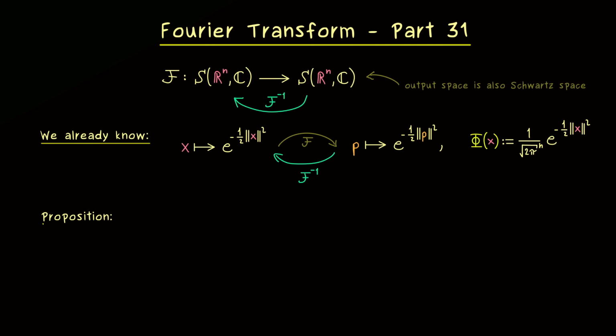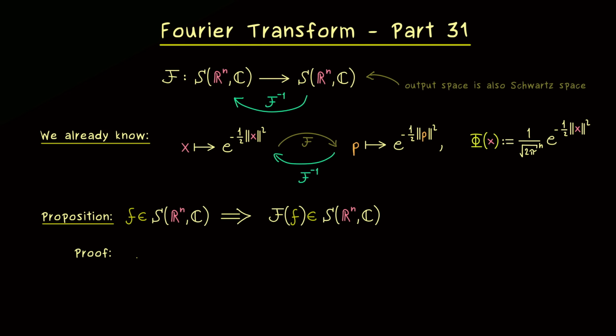And now let's formulate the first proposition of the video. Namely, we want to have, regardless which function f from the Schwarz space we put in, a function from the Schwarz space comes out again. In fact, this is needed if we want to define the inverse on the whole space again. And this one is actually quite easy to see because we already have all the ingredients we need for the proof. We just need the formula from part 29 that connects differentiation with multiplication.